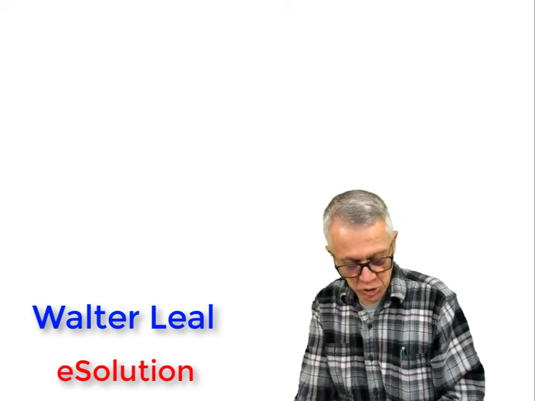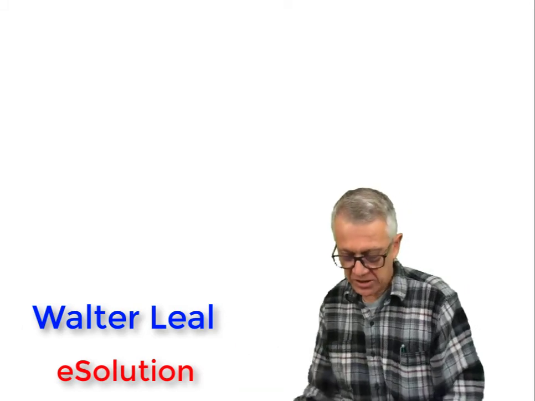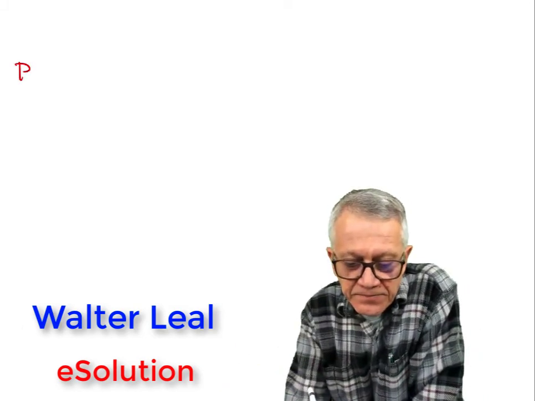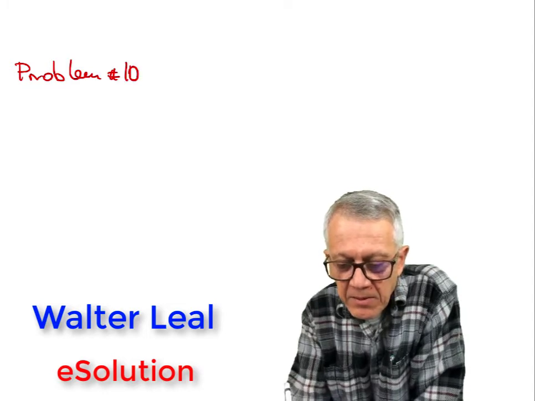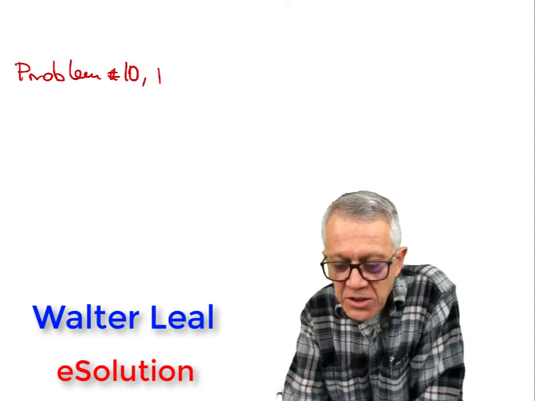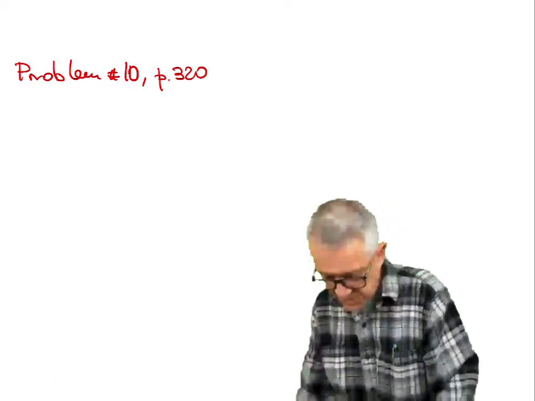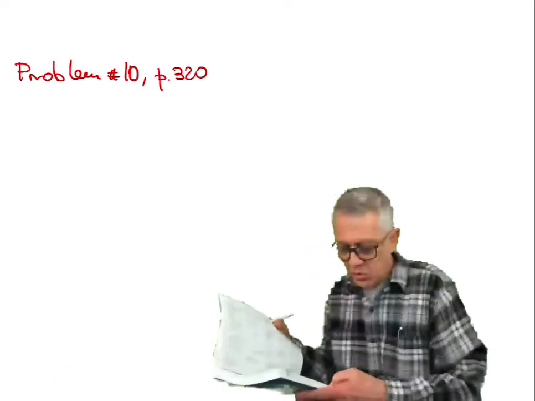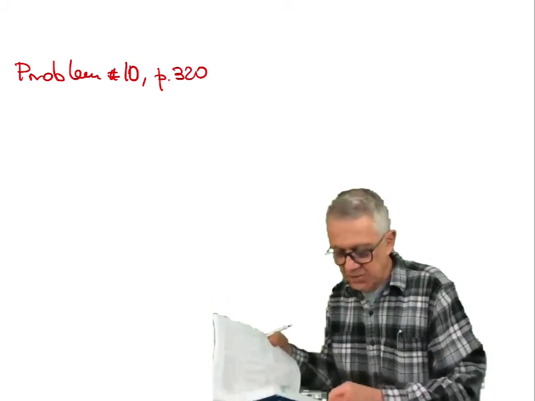This is the solution for problem 10 in Siegel's Biochemical Calculations. Again, problem 10, and this appears on page 320. Okay, so the problem states that the 1 over V axis of a reciprocal plot is labeled.